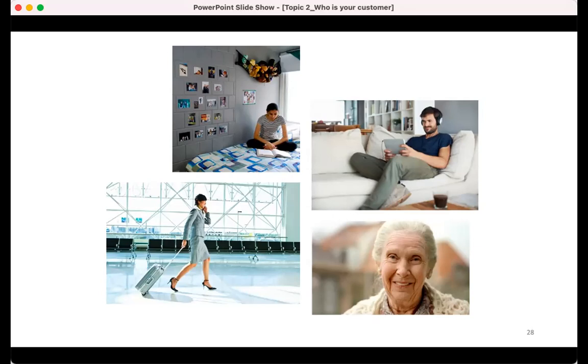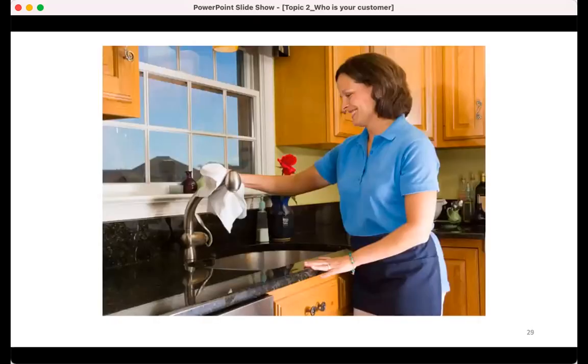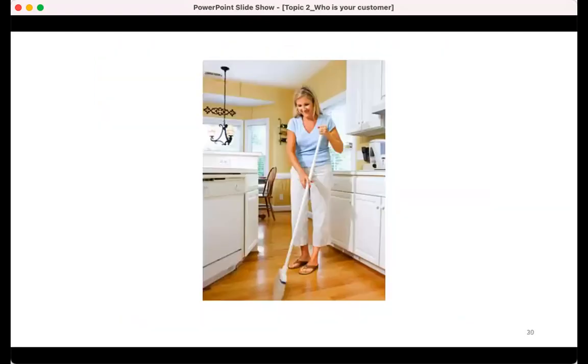You don't see housewives in this group, right? Or people living in the hostel. The right customers to buy floor detergent are actually housewives, right? So these are the right target group. Now observe what they do. First thing, to clean the floor, they have to sweep the floor, right? Even before you start mopping the floor, you got to sweep the floor first.